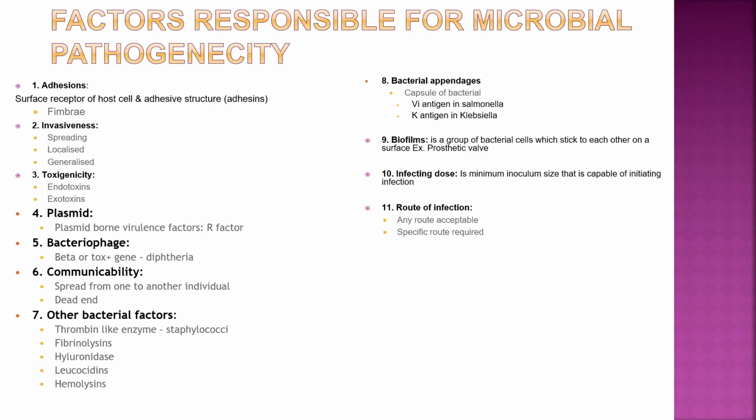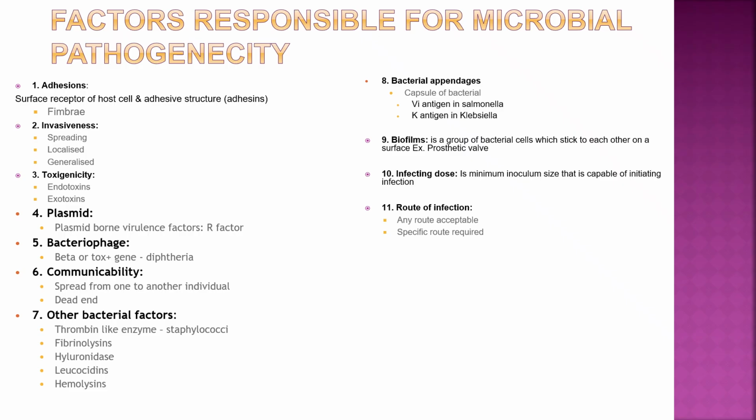Factors responsible for microbial pathogenicity, so there is adhesion, because of the fimbriae they adhere to the host cells. Invasiveness, so it causes spreading, it can be localized or generalized. Toxigenicity, so it is because of endotoxin or exotoxin. This we will see in detail in a later slide. The plasmid can be R factor. Bacteriophage, so beta or tox plus gene, bacteriophage in diphtheria.